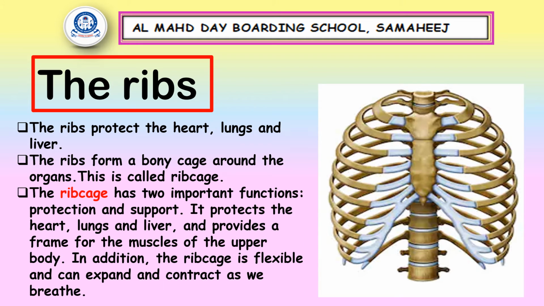The rib cage has two important functions: protection and support. It protects the heart, lungs, and liver, and it provides a frame for the muscles of the upper body. In addition, the rib cage is flexible and can expand and contract as we breathe.